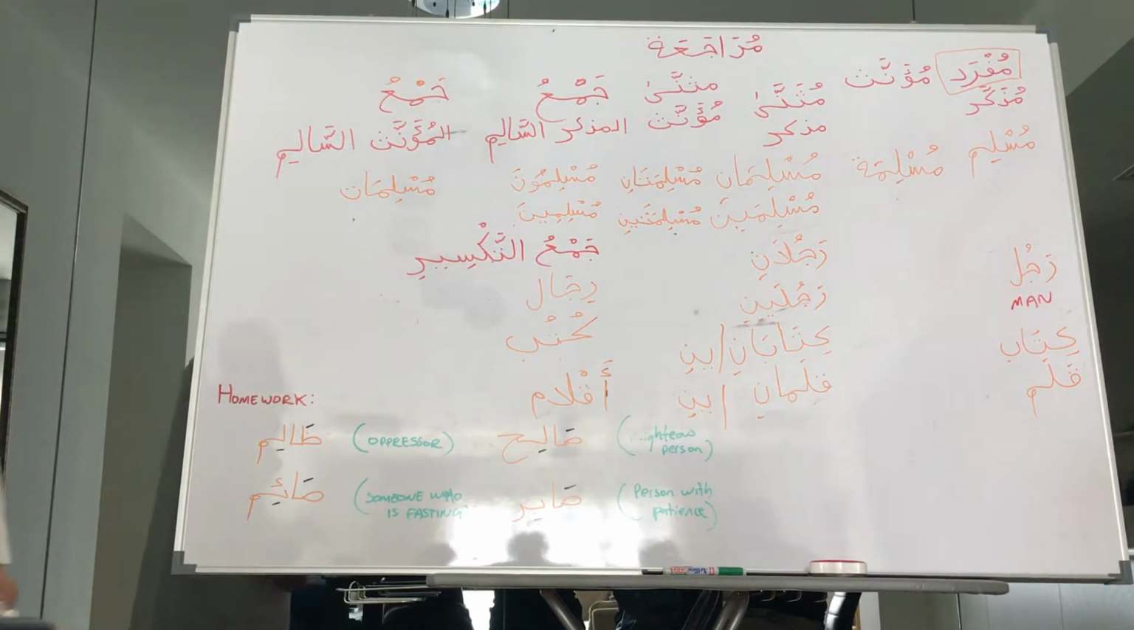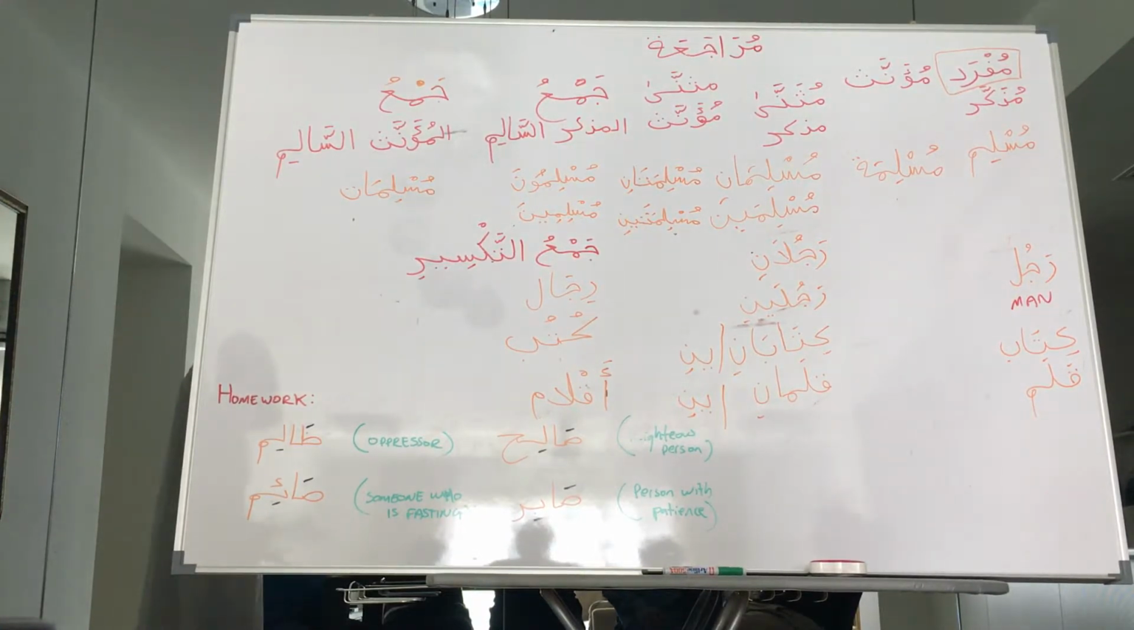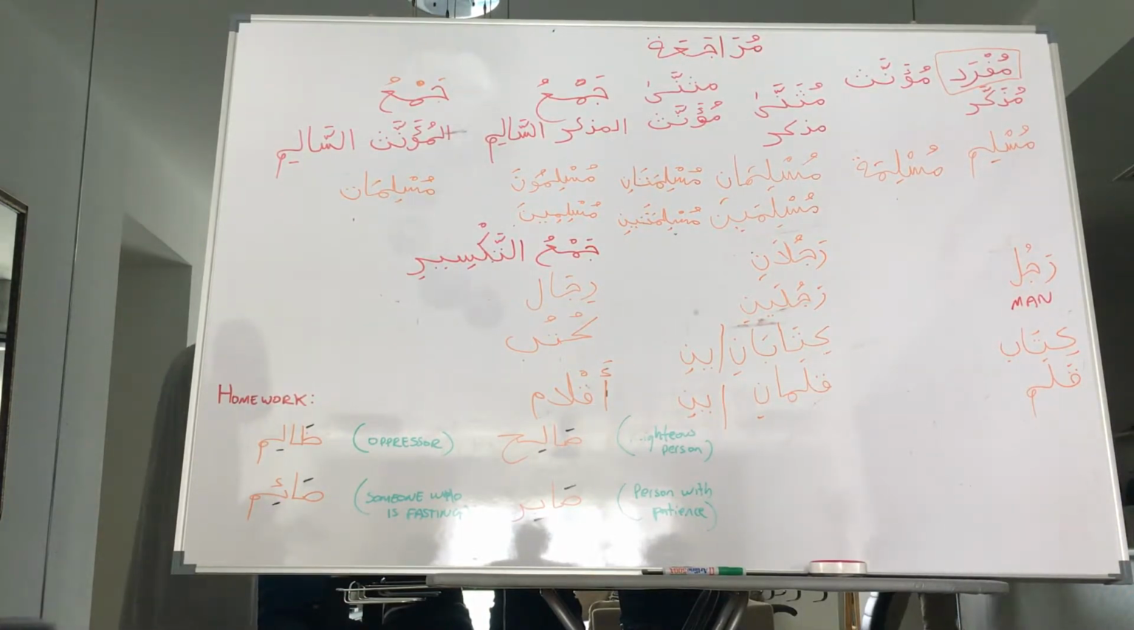Basically, how can we differentiate whether a particular word is Jama' Mudhakkar Salim or Jam'u Taksir? You need to know the words. So you just memorize it. There's no trick. Hard work. But don't worry, as we go along it will take time. You're not expected to know that in one week or month. Generally, as you learn, it will stick, so you just apply the usual rules unless you know it's a broken plural.